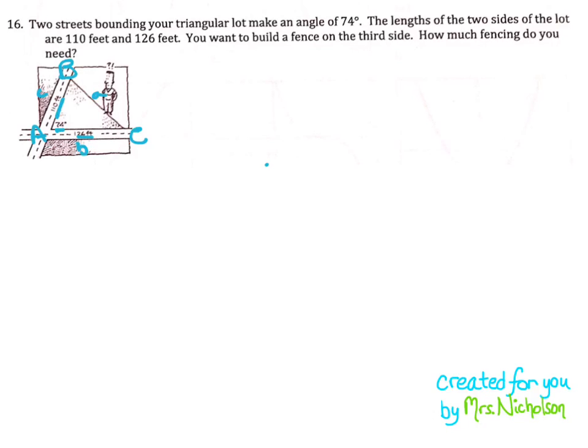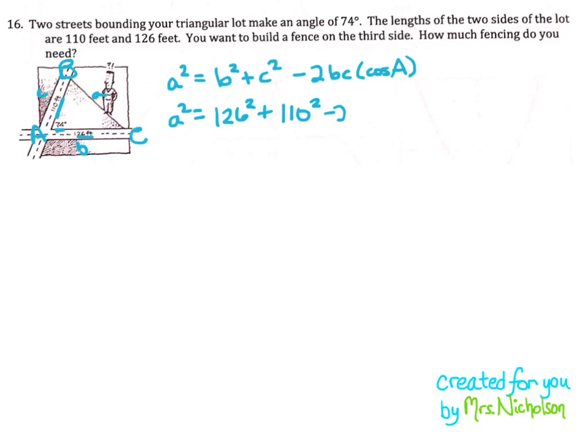In order to use law of sines, I've got to have an angle and a side that are across from each other, and I don't have that here. So law of cosines it is. And we need to find side A. So a squared is equal to b squared plus c squared minus 2bc cosine angle A. And so I'm going to substitute our information in here: 126 squared plus 110 squared minus 2 times 126 times 110 times cosine 74 degrees.